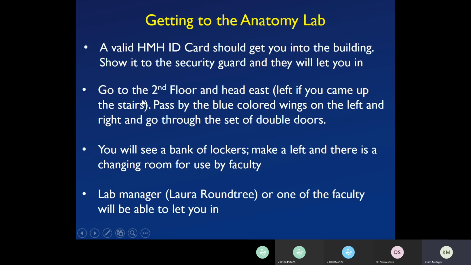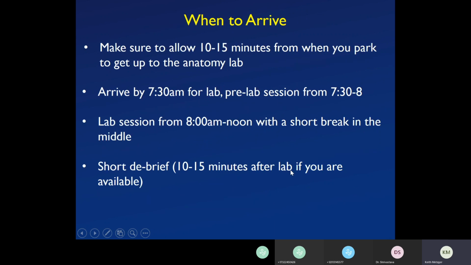You're going to go to the second floor, and you're going to head east. If you came up the main stairway, that means you're going to make a left. If you came up the elevators, it depends which elevators you came up. Once you head down that hallway, you're going to pass by the blue-colored wings on the left and on the right, and you'll go through a double set of double doors. You'll immediately see a bank of lockers. They're mixed blues and whites, and you can make a left, and there'll be a changing room that's for use by faculty only. There should be somebody hanging out around there, either our lab manager, Laura Roundtree, or one of the faculty who will be able to let you into the lab.